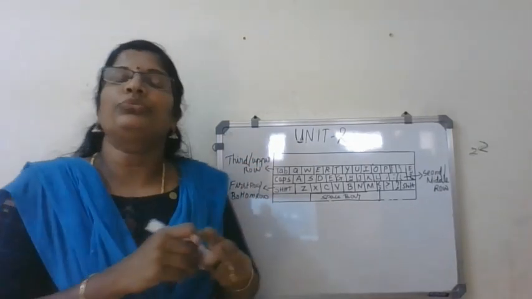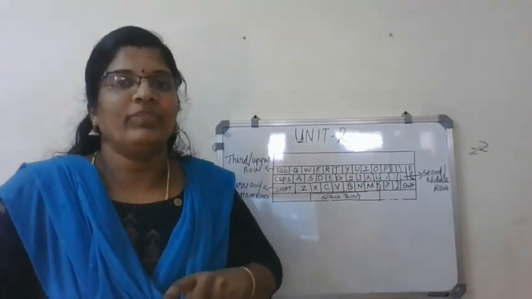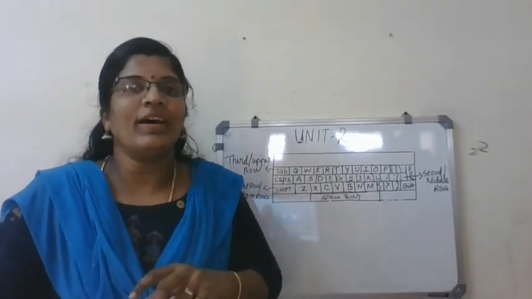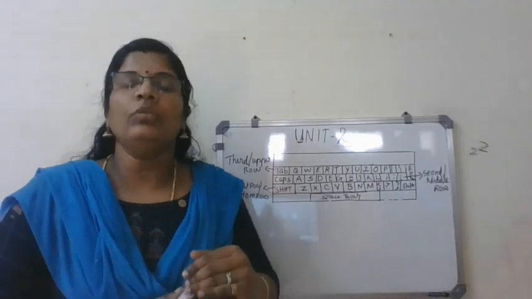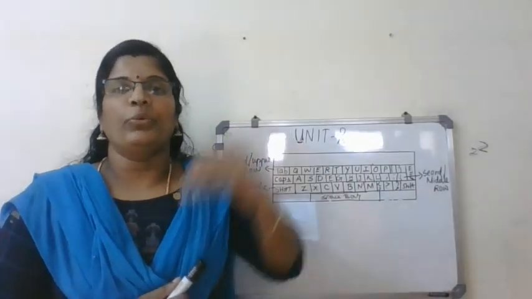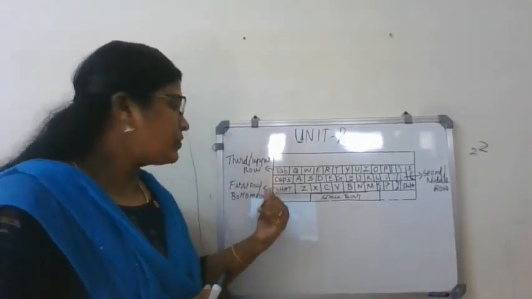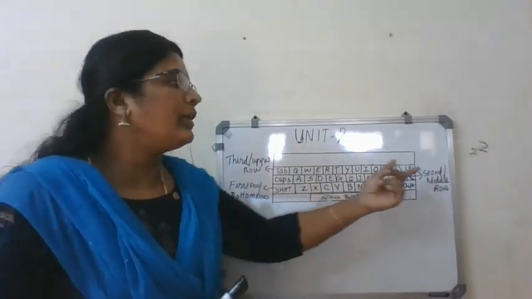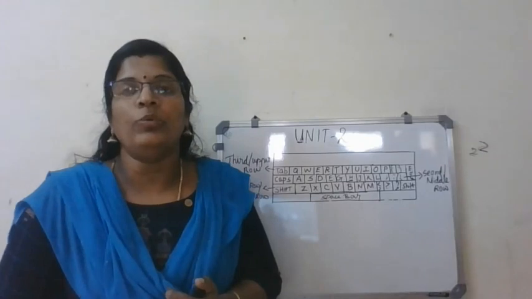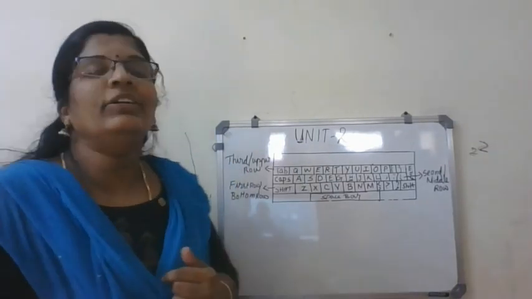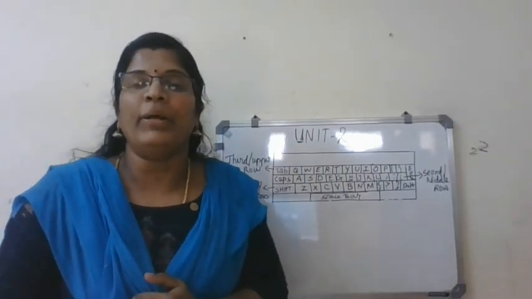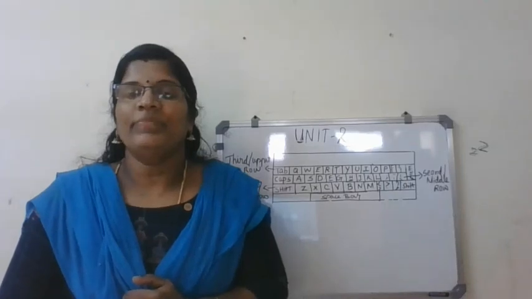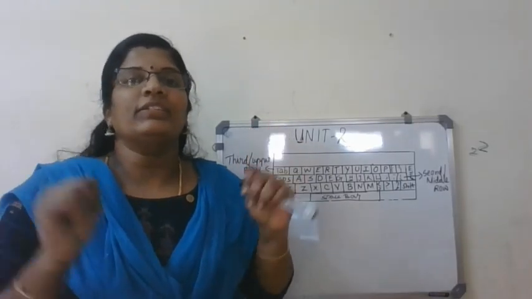So these are the three rows in the keyboard. Is it clear? So how many rows are there? Three rows. First row, second row, third row. The first row is also called bottom row. The second row is also called middle row. Then the third row is also called upper row. Clear? Okay. Then the fingers.